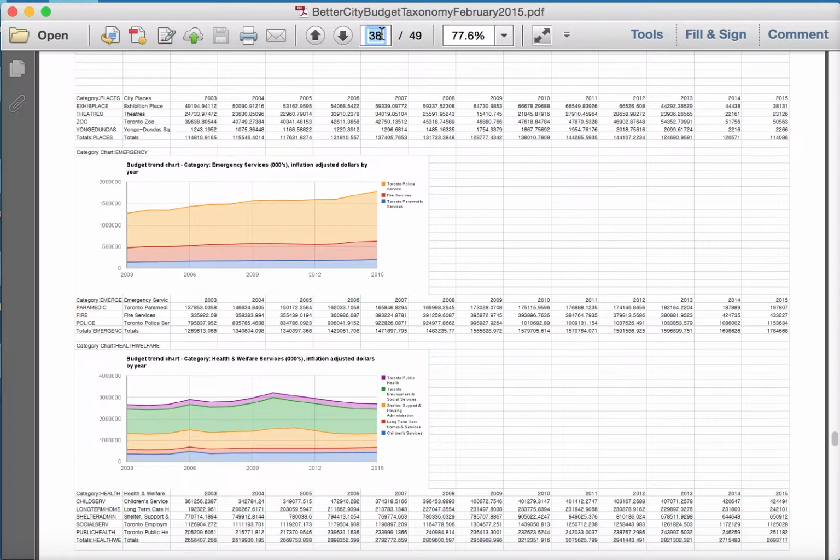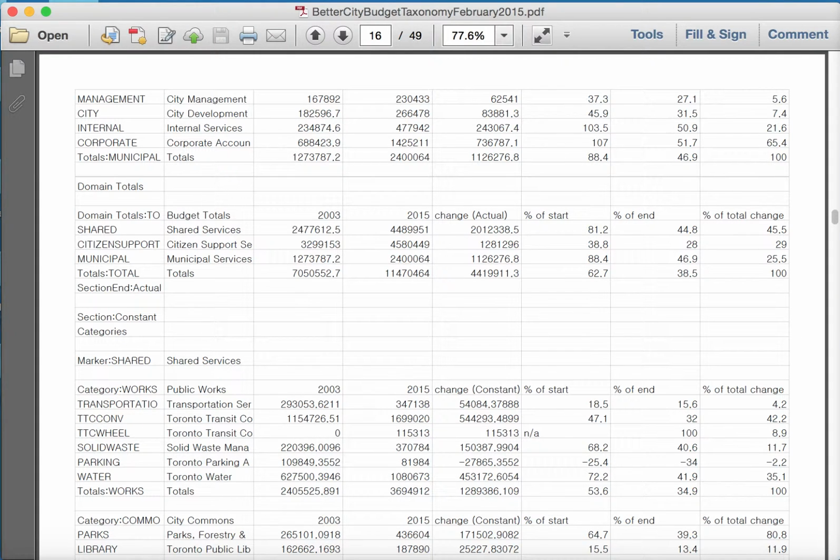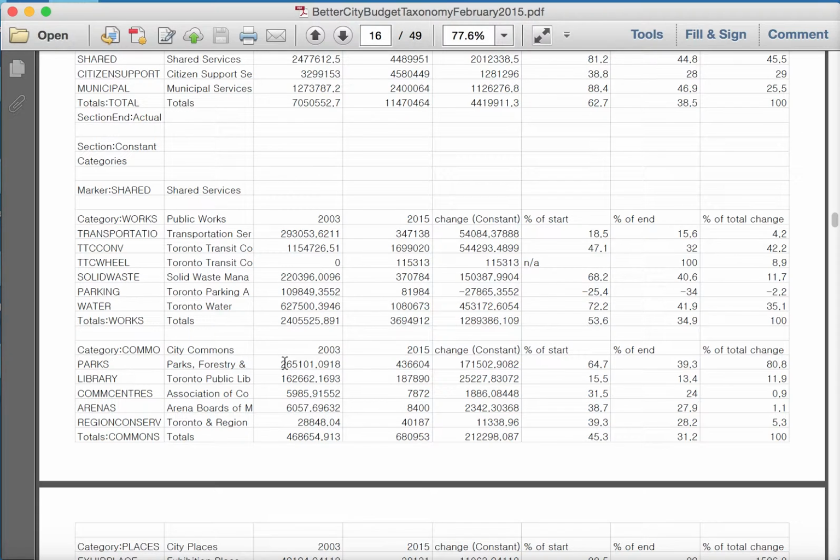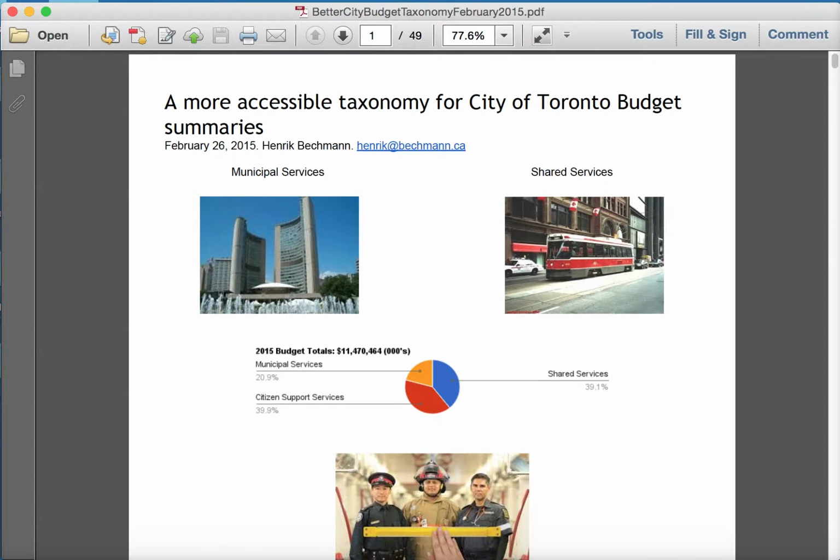If you're interested in comparing the 2003 to 2015 figures, you can go to page 16 here, where partway down the page you'll see it has constant dollars or inflation adjusted dollars with a column for 2003, a column for 2015, and then percent change. So for example, if we look at Parks, Forestry, and Recreation, you can see that the budget in 2003 was $265 million. In 2015, $436 million, all inflation adjusted, for an increase in today's dollars of $171 million, and an overall increase of 64%. So there are lots of ways to look at the budget numbers in this document. Hopefully that'll make it easier.